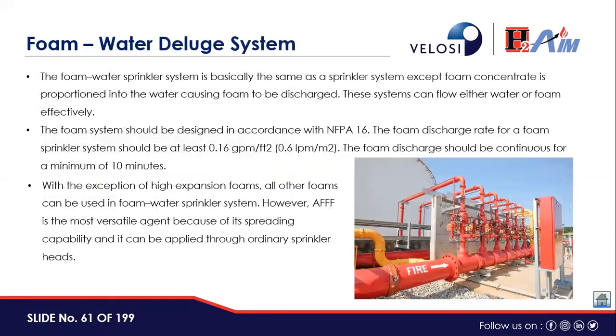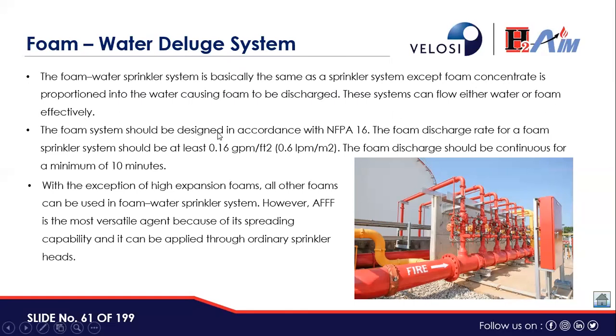What about a deluge system? You can see it here. This is a piping system, leading to a water sprinkler system, and there could also be a hydrant nearby. This water sprays through nozzles, or it may also provide fluid to the foam system, linked with the deluge system. The foam water sprinkler system is basically the same as a sprinkler system, except foam concentrate is proportioned into the water, causing foam to be discharged. This system can flow either water or foam effectively.